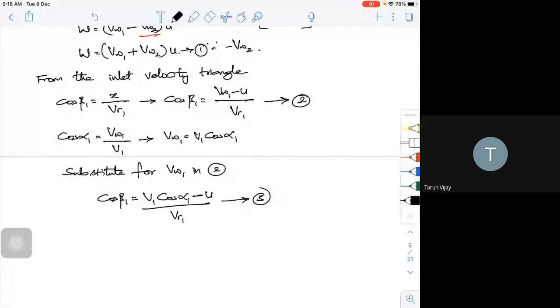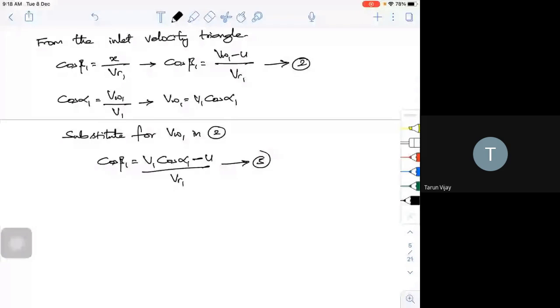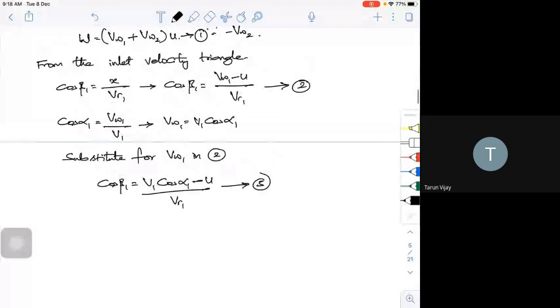Or if you want, I can simplify this. I can write VW1 is equal to V1 cos alpha 1, or I can write VW1 itself, taking only this quantity, as U plus VR1 cos beta 1. So that also I can write. Either substitute for V1 cos alpha 1, or write it as U plus VR1 cos beta 1. I write what I want.